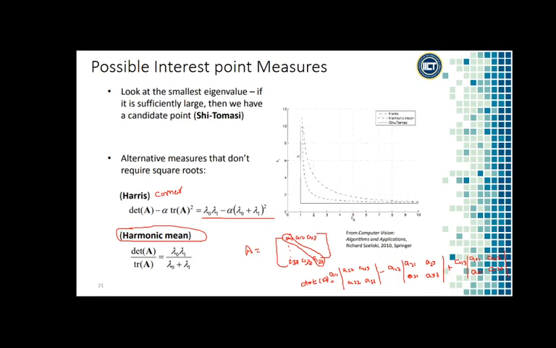So you can see that as the lambda 0 value increases, the lambda 1 value decreases, and as you decrease the value of lambda 0, the lambda 1 value increases. So it's like we want both the values to be high. This is one of the possible interest parameters, and they were proposed in 1994 and 1995.